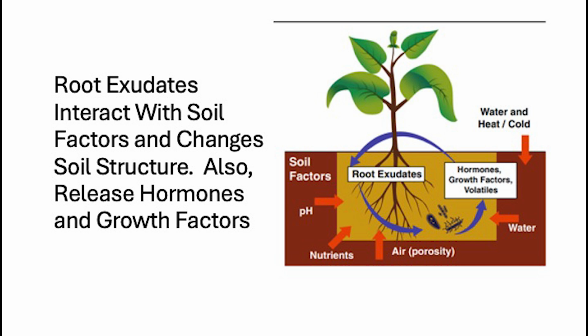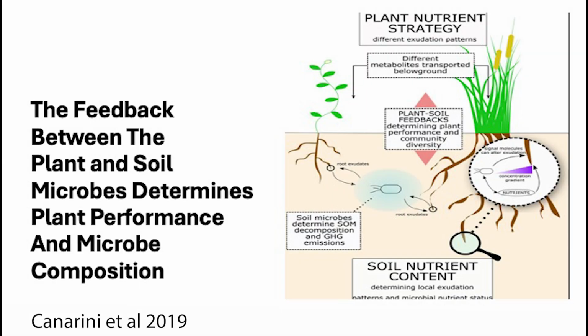For example, if a plant needs more sulfur or phosphorus, it may exudate compounds that will stimulate those microorganisms that transform or make more available phosphorus and sulfur. So you can see there is this interaction between the plant and the soil biology and also our soil chemistry that we'll get to in just a little bit.